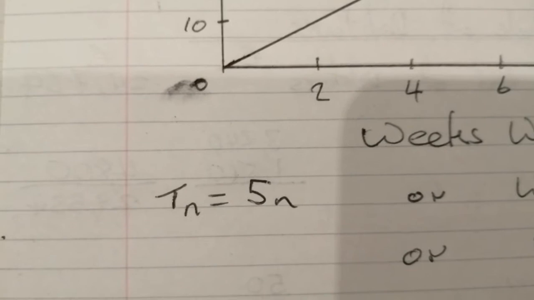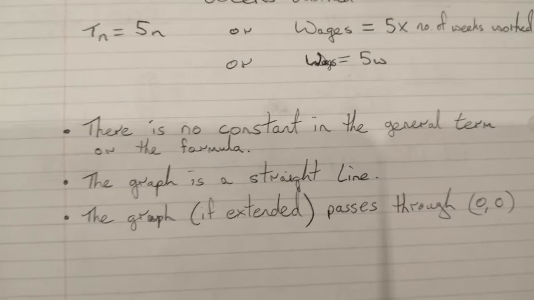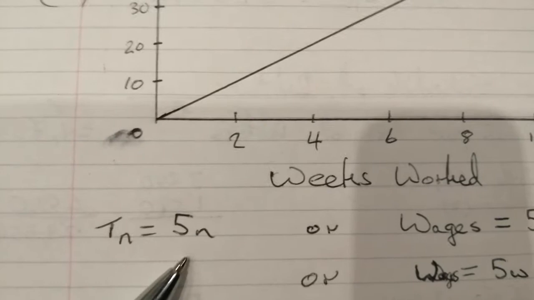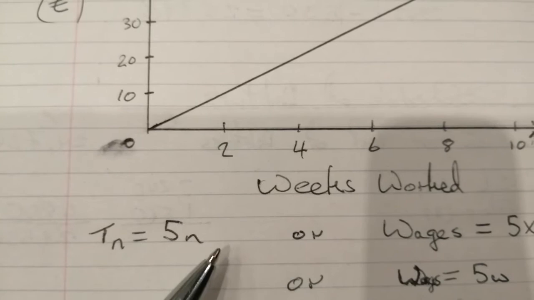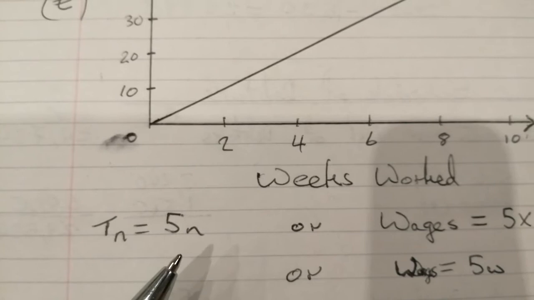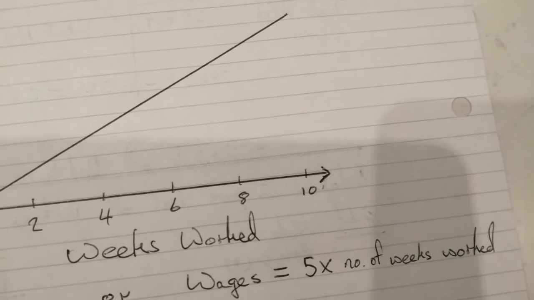Okay, so just a few points about proportional or directly proportional sequences or relationships. These are in your textbook also, but they're important, and I think it's worth putting in your notes. So the first thing is, there's no constant in the general term or the formula. So if you see a formula like this, which you know is linear, so there's no squared or cubed over the n, and there's no constant, so plus 3 or minus 1 or something like that, then it's a directly proportional relationship. So we can see here the wages are equal to 5 times the number of weeks.